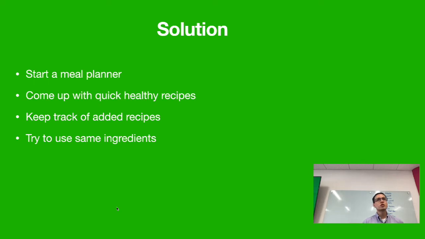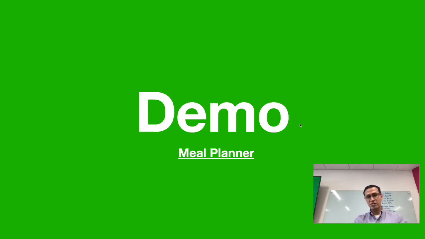So the solution was to come up with an app called Meal Planner, where I can add my own recipes online, keep track of all the other recipes, and check the ingredients of each recipe that I will need to make. Now, let's take a look at the demo.